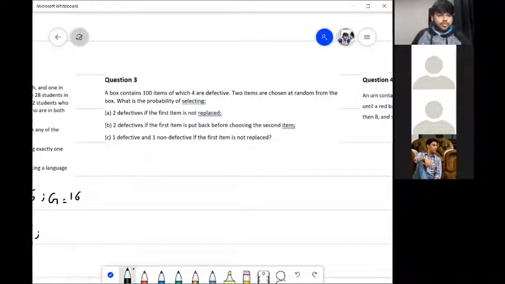I'll give you guys a bit more detail on this if you want. Okay, so this question is fairly easy. I apologize if it might not be for you. I hope it is. So I want you guys to answer this if possible. Part A. The question says you have 100 items out of which 4 are defective. So defective is 4.